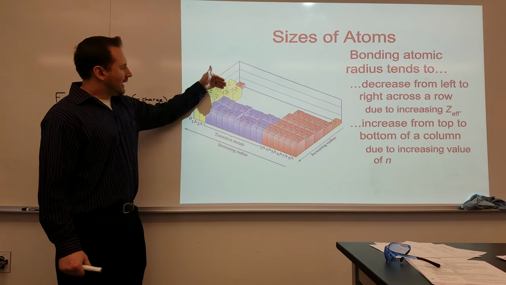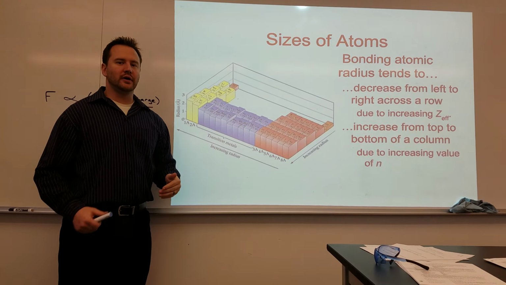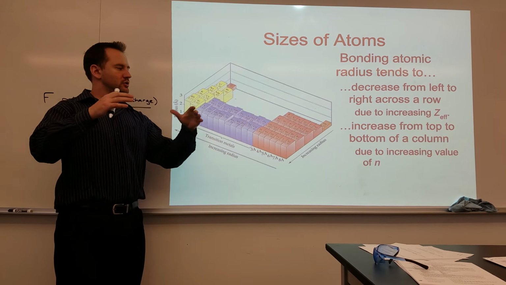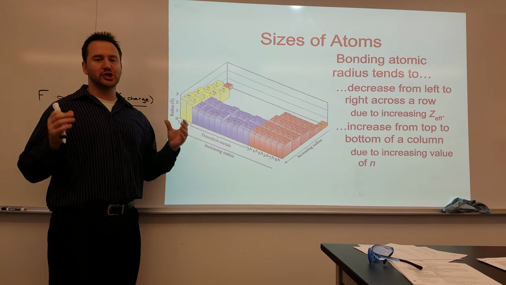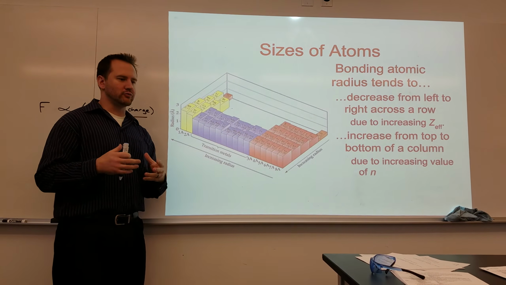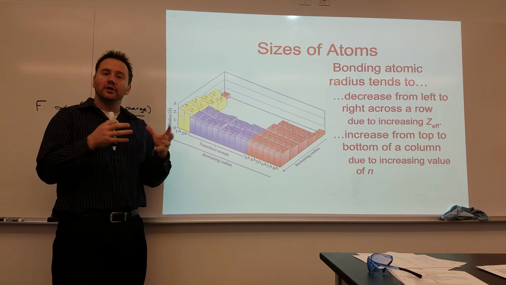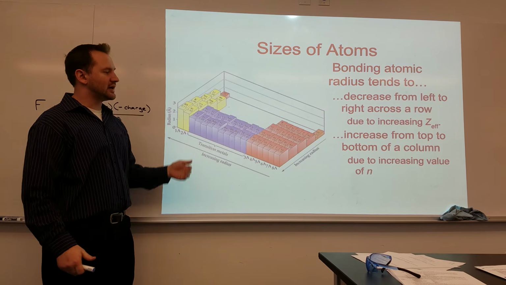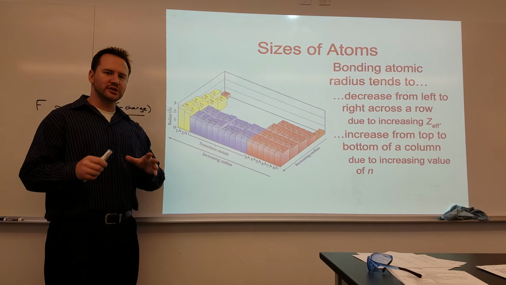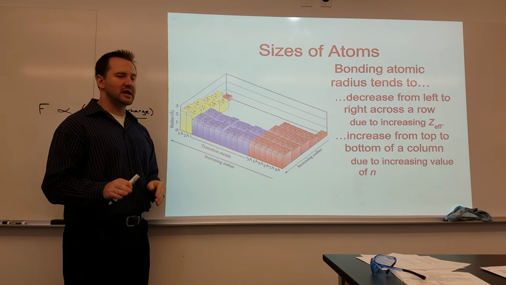One, as you go down on the periodic table, each row incorporates a new energy level or a new shell. If you think of it like Russian dolls, you start off with something really small, and each shell you add increases the size. That explains the trend going down. It also increases the amount of shielding, which is something we're going to get to in the next slide.